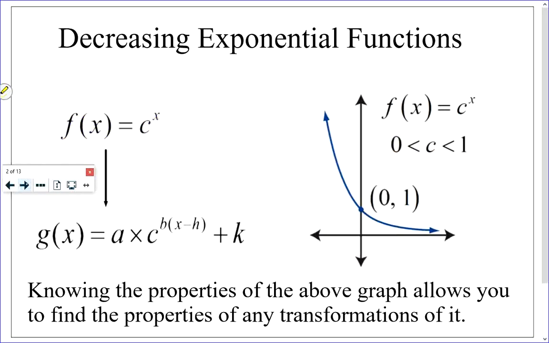Decreasing exponential functions. So again, we are dealing with the same basic exponential function, and you're still expected to know about the properties of a transformation of it, except this time the base is between 0 and 1. And that, by the way, explains to you in a review form that the base of an exponential function cannot be 0, cannot be 1, and it cannot be negative. But the result is a decreasing exponential function.